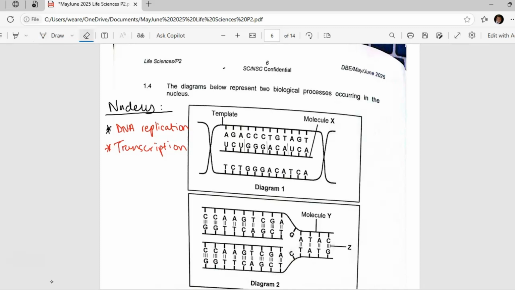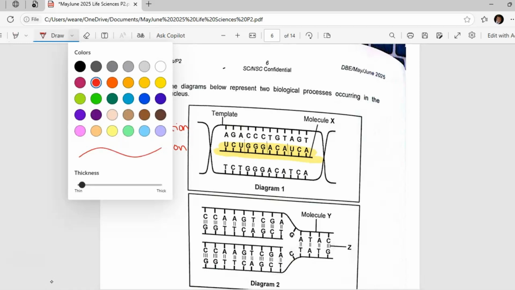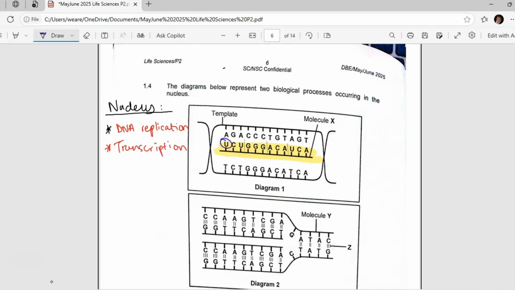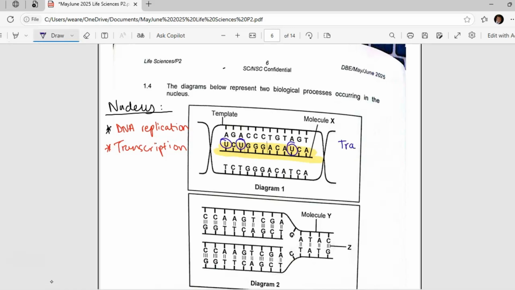Now, when we're looking at this specific portion here, the X molecule, the giveaway for me personally, there might be other giveaways for you, let's use indigo, the giveaway for me personally would be the presence of U's, right? So automatically that would tell me that this is transcription. Let's just rewrite that. Transcription. There we go.